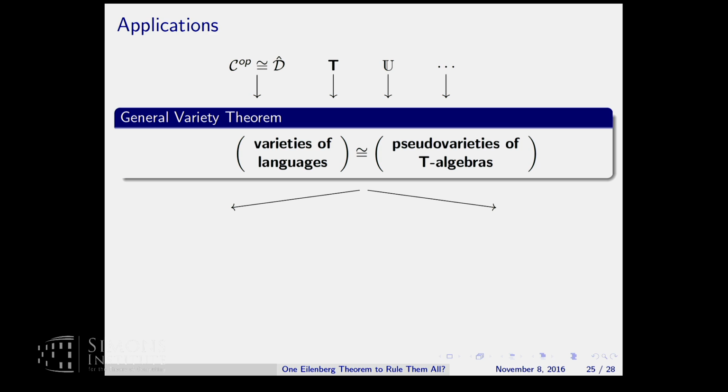All right, so applications. As I said, we have this duality on the finite level, the monad, the unary representation, they're all parameters.